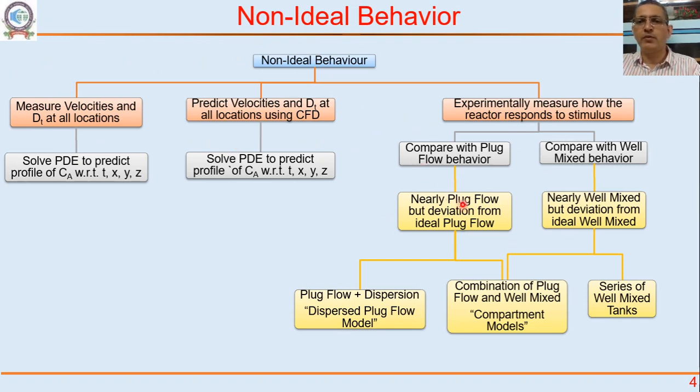So this is what we are going to do. This was there in the last class. We are going to look at one, a series of well mixed tanks, two, the dispersed plug flow model, and three, the compartment model. These are the three ways in which we characterize or quantify how a real reactor behaves as a combination of some idealized reactors, and then we'll use it for some purposes. In this lecture we are going to look at a series of well mixed tanks and the dispersed plug flow model, and then we'll do some problems based on that. In the next class we will do compartment models.